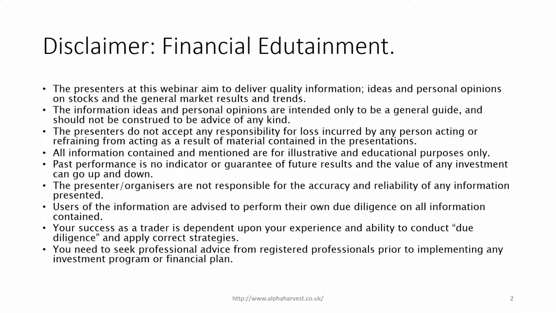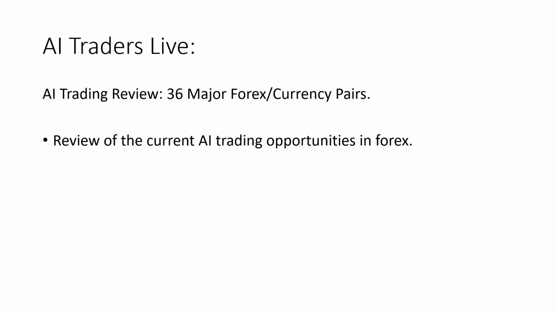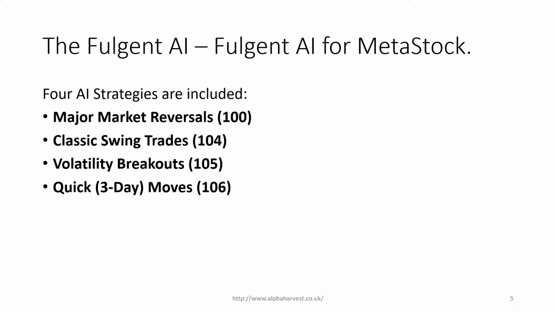In today's AI Traders Live presentation, we'll be focusing on the G36 currency pairs and cross rates, looking for artificial intelligence trading ideas as generated by the 4 artificial intelligence engines we use: major market reversals, classic swing trades, volatility breakouts, and quick 3-day moves. All 4 AI strategies sit on the MetaStock platform. It's the Fulgent AI engine that we use, and they cater from swing trades or position trades to multi-month, multi-week holding periods for currency pairs.